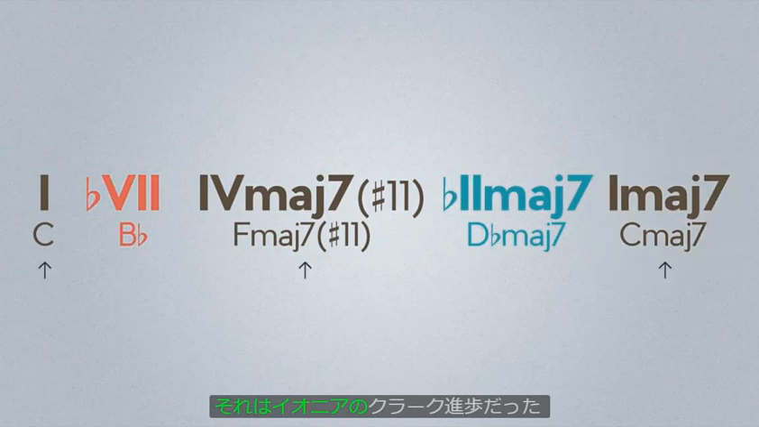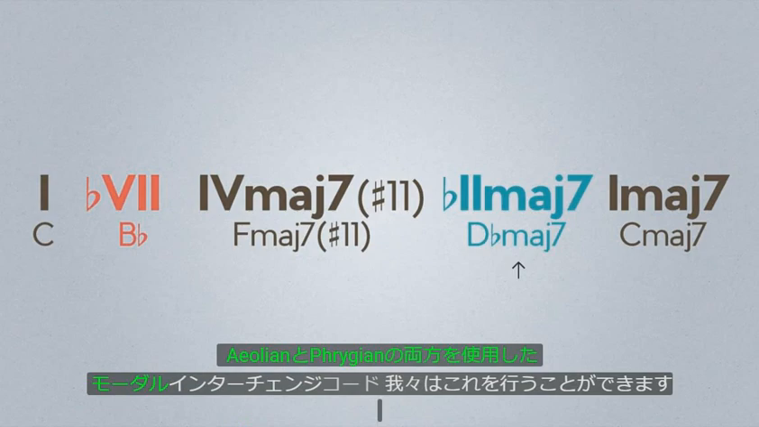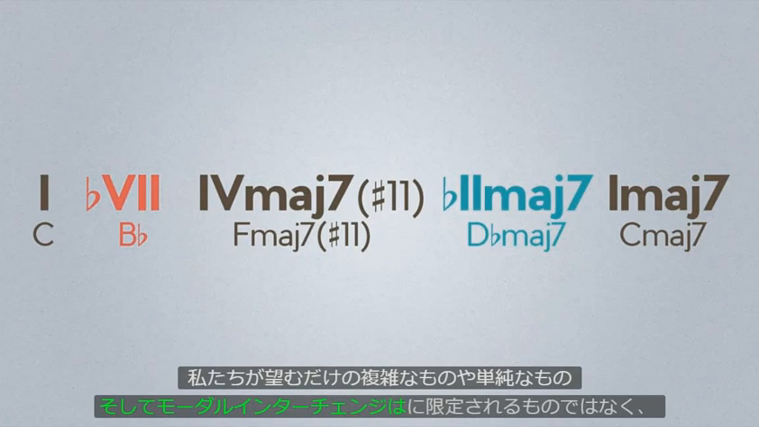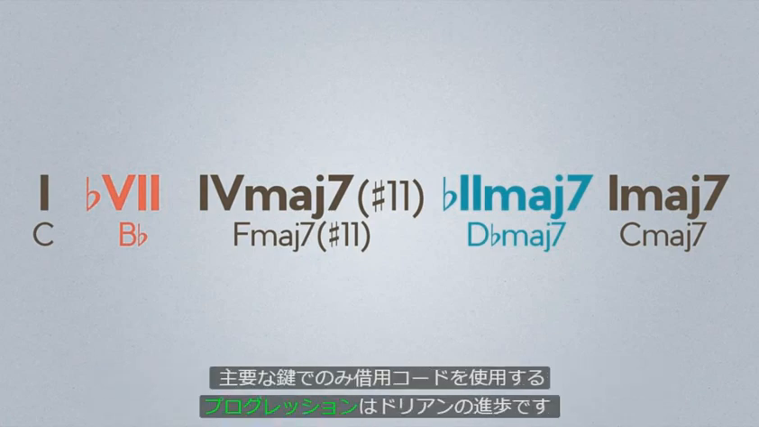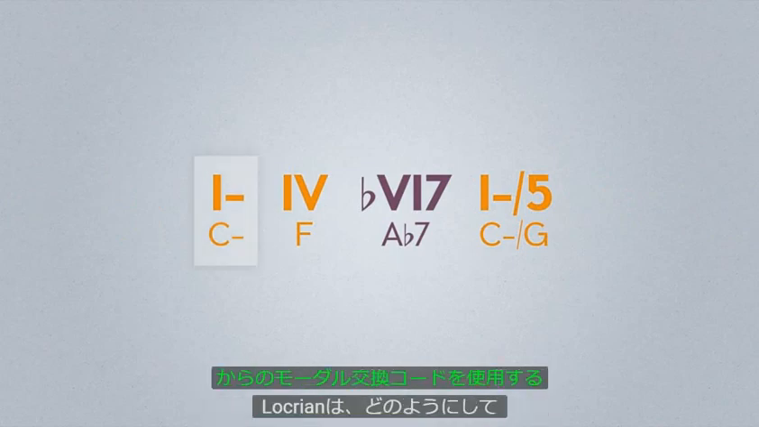So that was an Ionian chord progression that used both Aeolian and Phrygian modal interchange chords. We can make this stuff as complex or as simple as we want. And modal interchange is not limited to using borrowed chords only in major key progressions. Here's a Dorian progression that uses a modal interchange chord from Locrian.